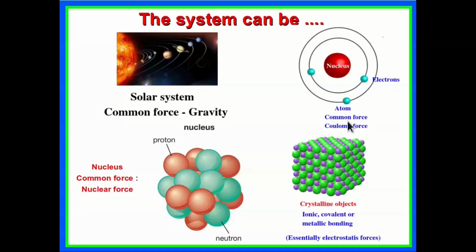orbits, and here the common force is of course the Coulomb force. Next we have the nucleus, where the common force is the nuclear force. So we have a system of protons and neutrons which are bound together via the nuclear force. And we have a bigger system like crystalline objects, and here the bonding is via ionic, covalent or metallic bonding, which are basically electrostatic forces.